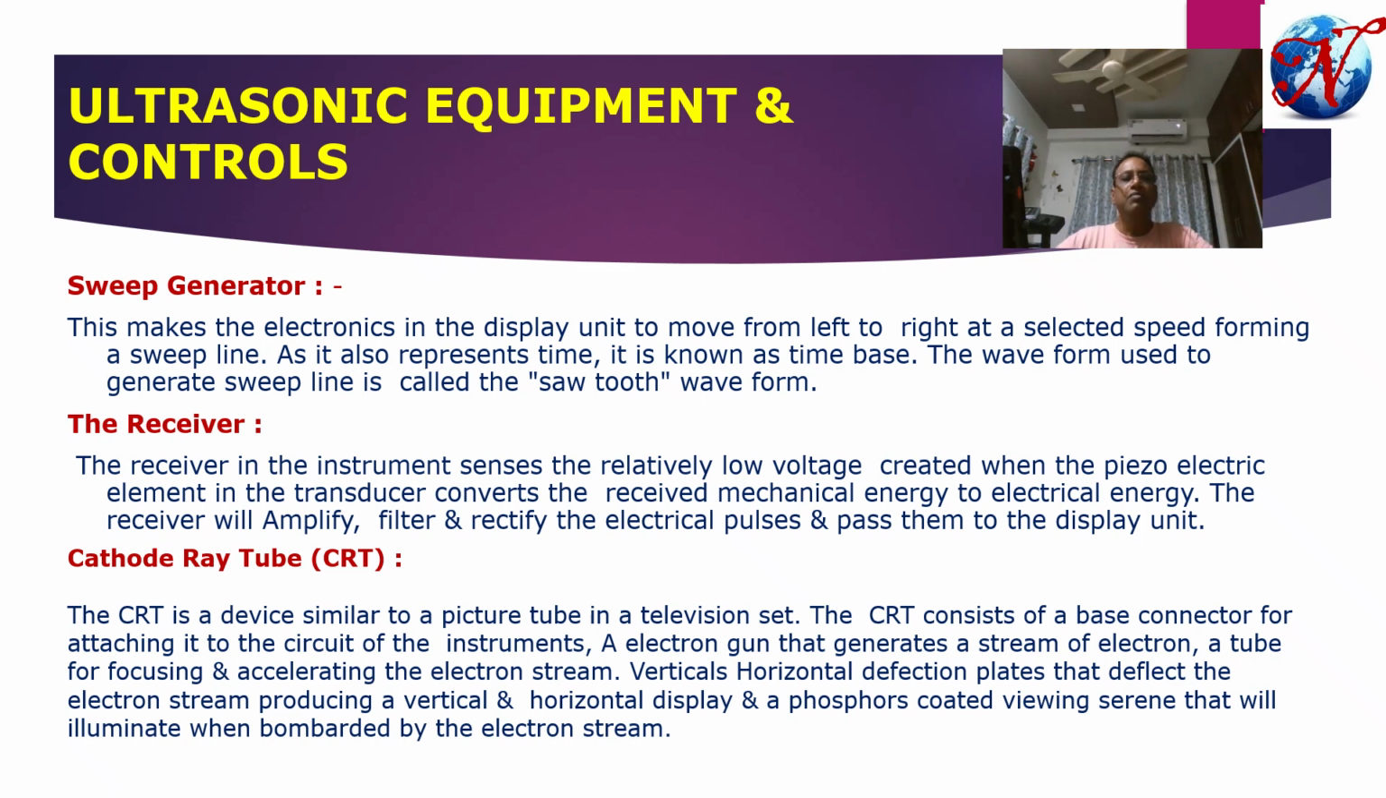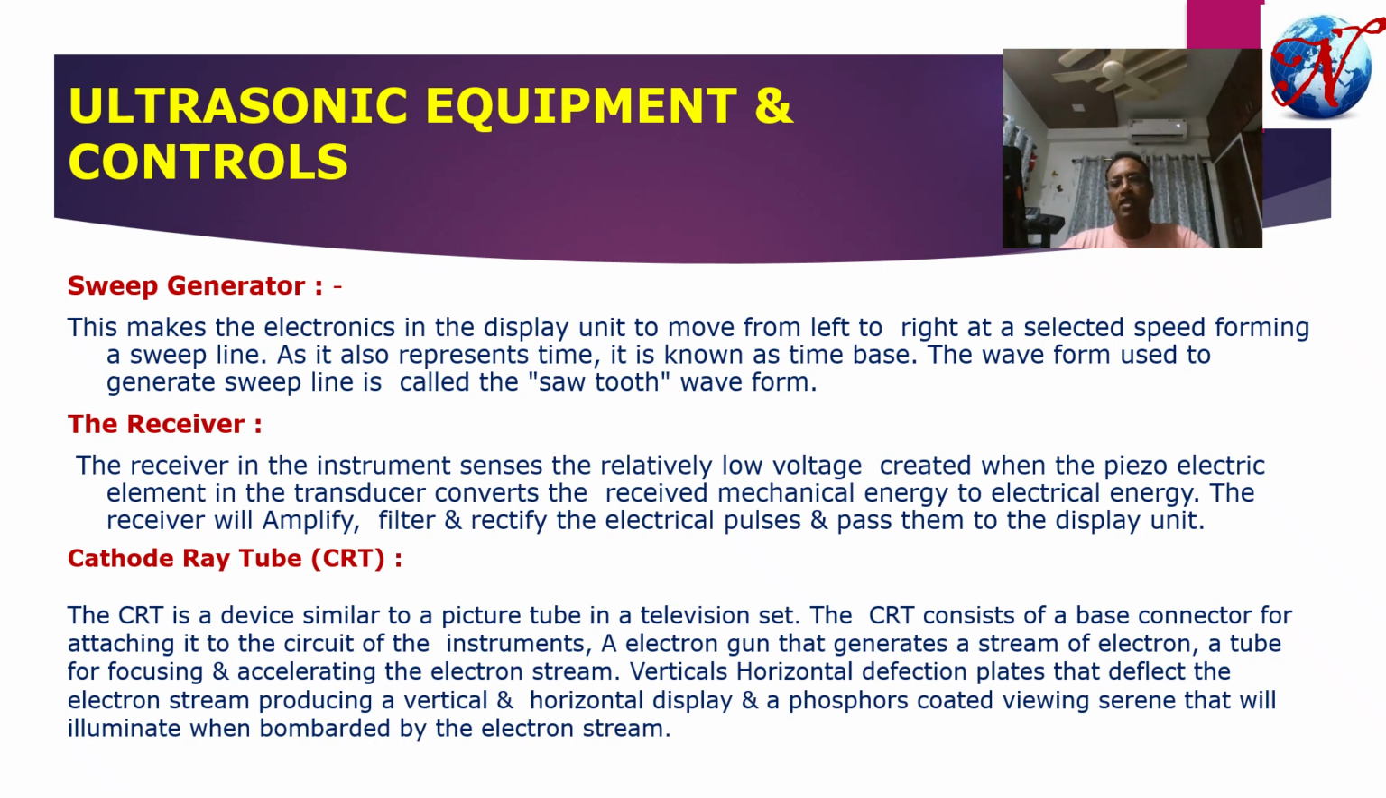All ultrasonic equipment has a sweep generator, and this makes the electronics of the ultrasonic machine move from left to right at a specific speed, forming a sweep line. The receiver unit normally receives the returned energy of ultrasound and transforms it from the radio frequency to the video envelope by filtration and amplification.